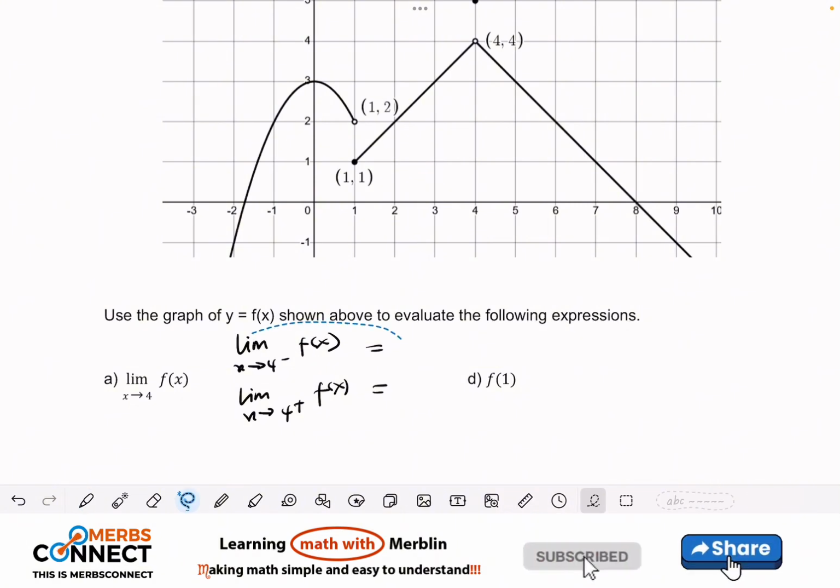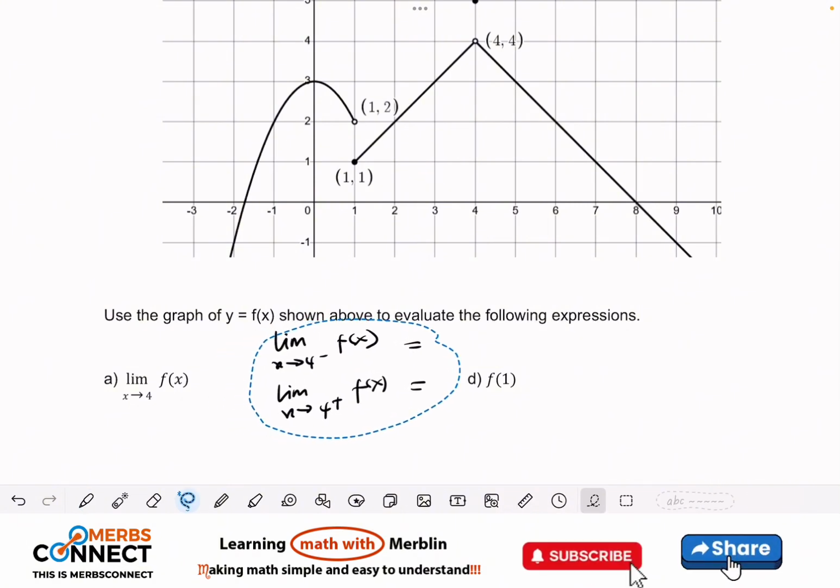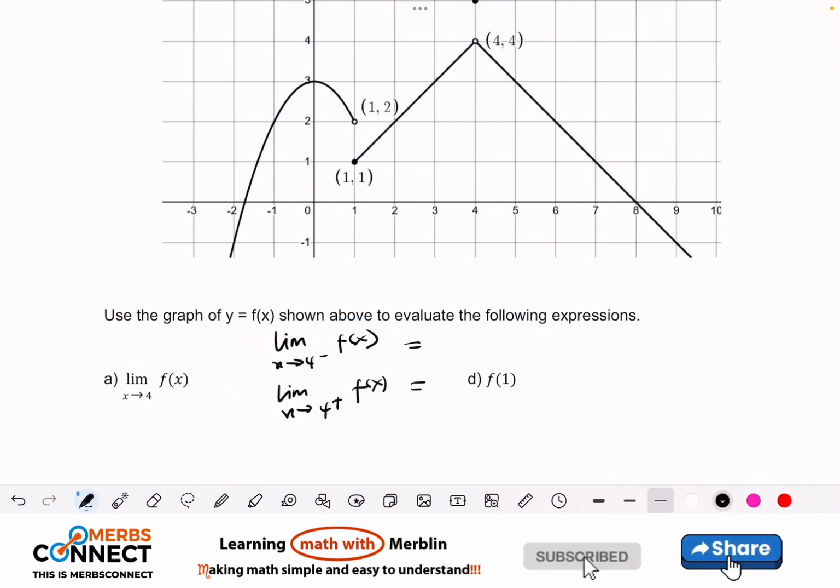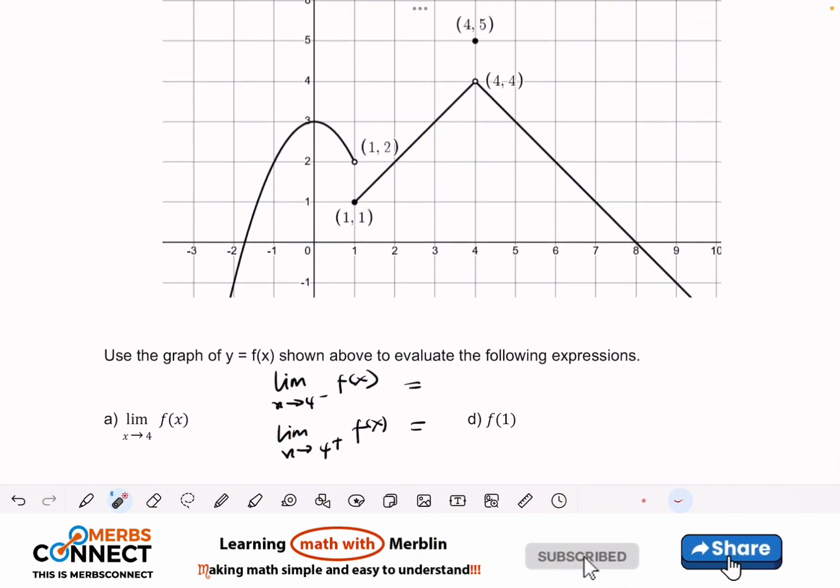So when you find the limit as x is approaching 4 from the left and then from the right, if they are the same, that is the value that you are going to get for this. Right. So what is the limit as x is approaching 4 from the left? Now let's go. Don't forget x is approaching 4, so we need to use the x-axis. So where is 4? 4 is here.